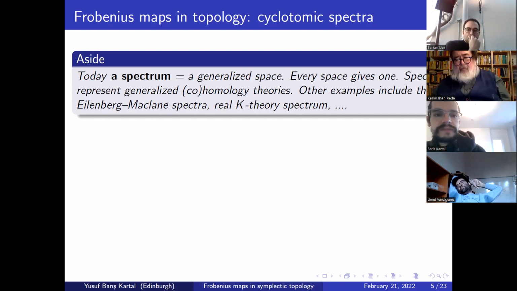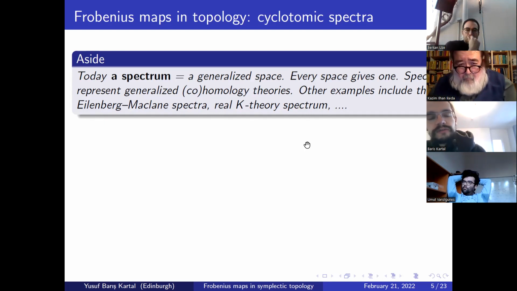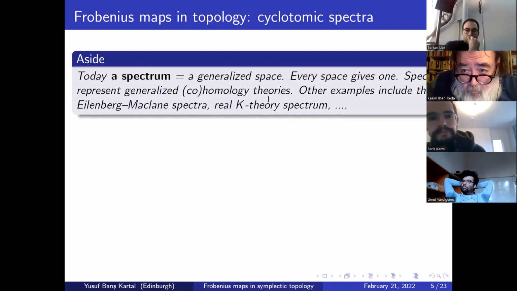So in particular, for instance, the cohomology with coefficients in any abelian group is an example of a spectrum as well. This is called Eilenberg-MacLane spectra. And you also have other spectra like real K-theory spectrum, complex K-theory spectrum. For every generalized cohomology theory or homology theory, you have a spectrum.